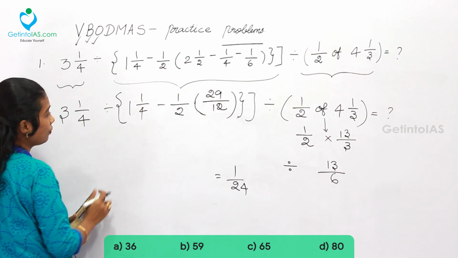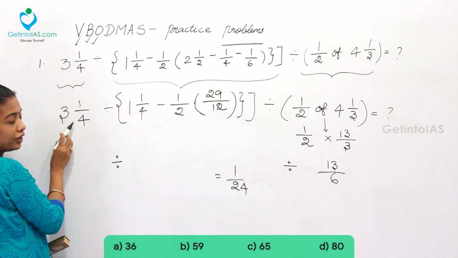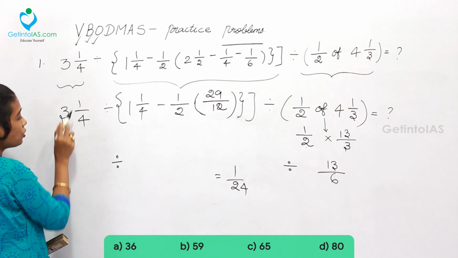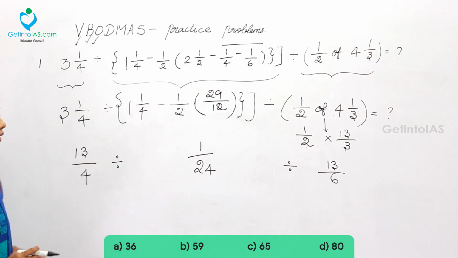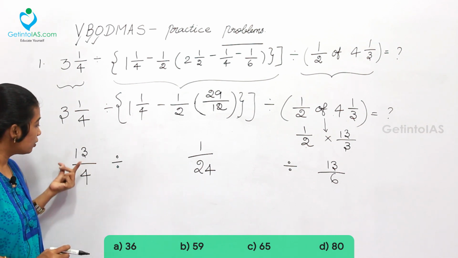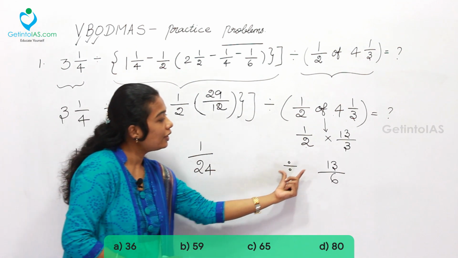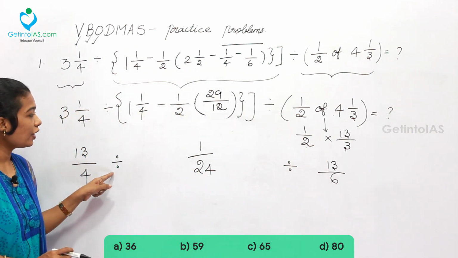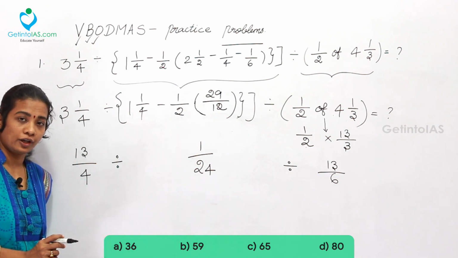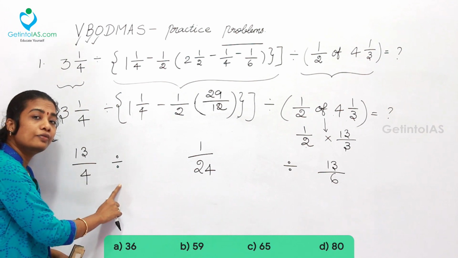The next thing, here division symbol is given. I am taking that. 3, 1 by 4 can be taken as 3 into 4, 12 plus 1, 13 by 4. So here we have got finally 13 by 4 divided by 1 by 24 divided by 13 by 6. Here we can say that whenever same operations are given, consecutive operations, first of all you want to start from the left side.